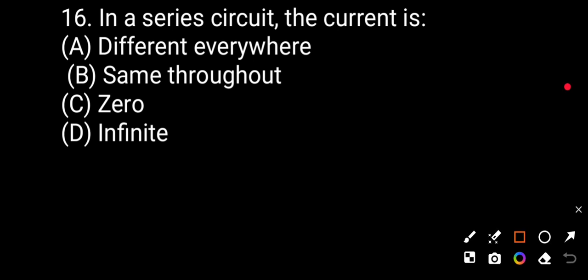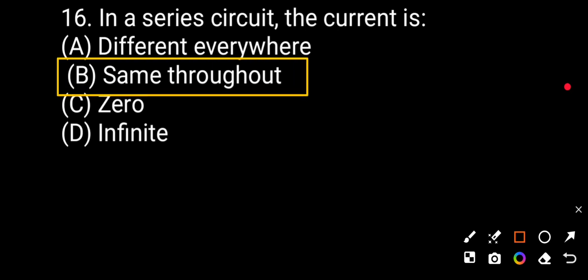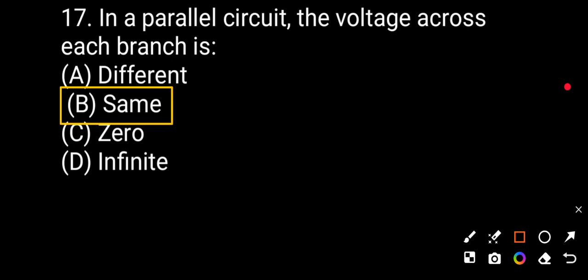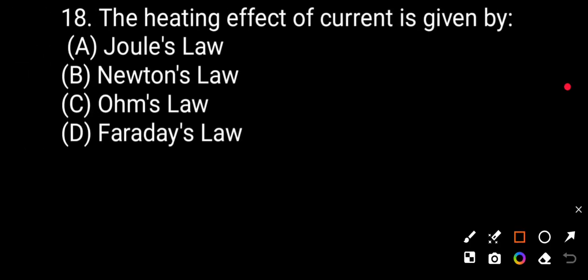Question number 16. In a series circuit, the current is different everywhere, same throughout, zero, infinity. Same throughout. Option B is correct. Question number 17. In a parallel circuit, the voltage across each branch is different, same, zero, infinity. B is correct, same. Question 18. The heating effect of current is given by Joule's law, Newton's law, Ohm's law, Faraday's law. The correct answer will be Joule's law.